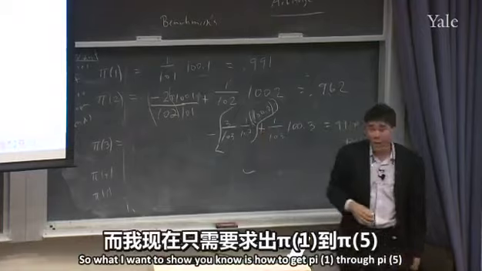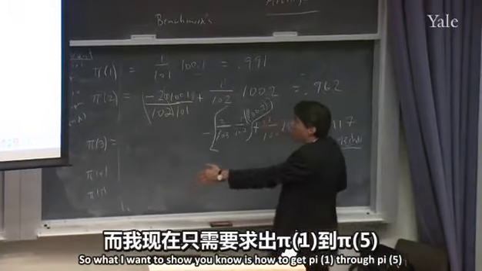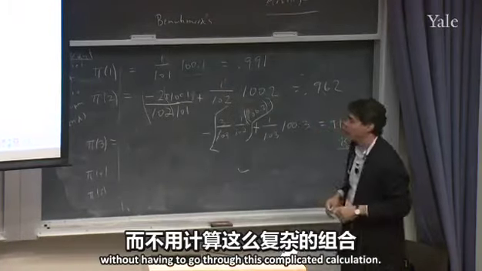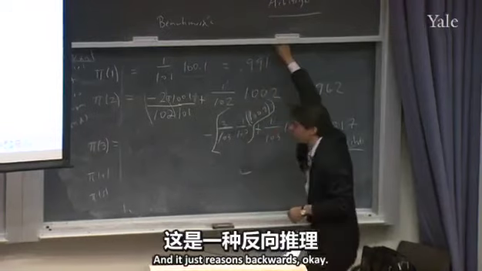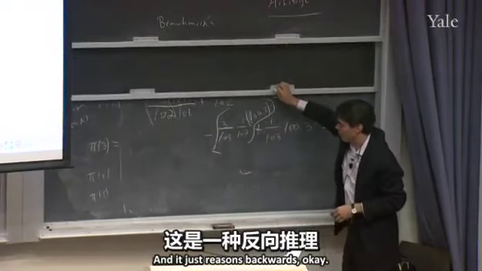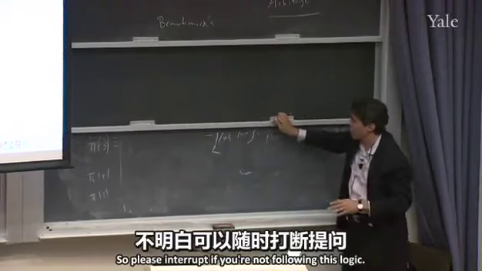So what I want to show you now is how to get pi 1 through pi 5 without having to go through this complicated calculation. And it just reasons backwards. Please interrupt if you're not following this logic.